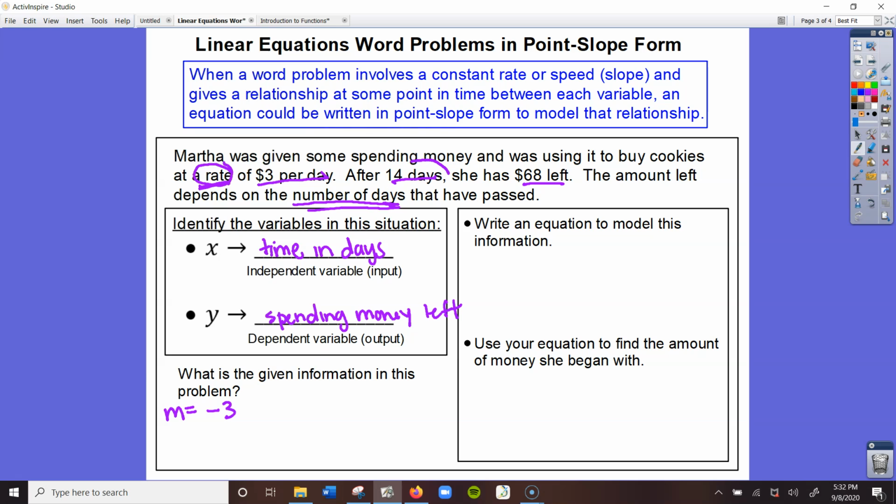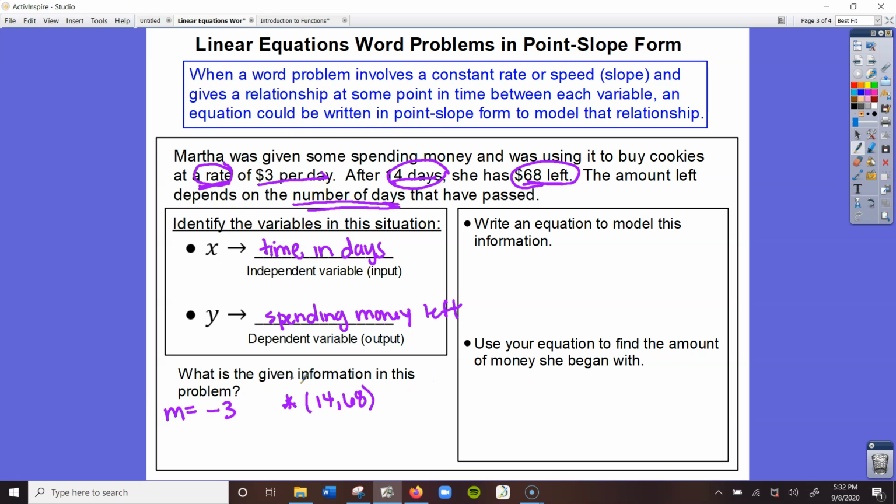Additionally, we are told that after 14 days, she has $68 left. Remember that x represents days and y represents the spending money. So this is the number of days matched with its appropriate spending money. That is going to be a point. So we have the point (14, 68).